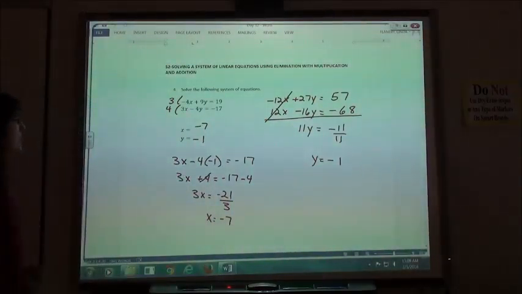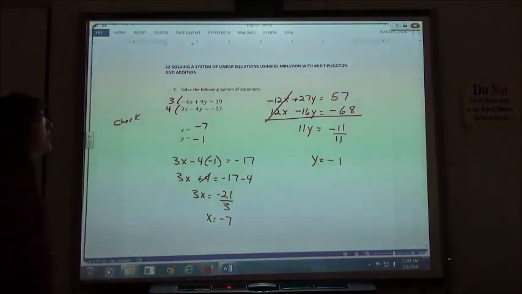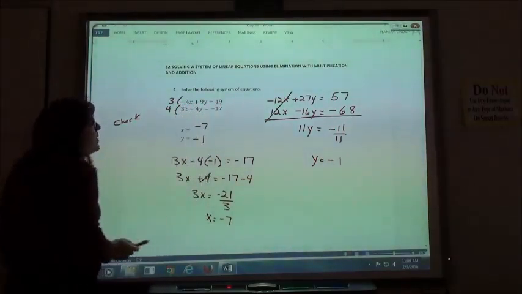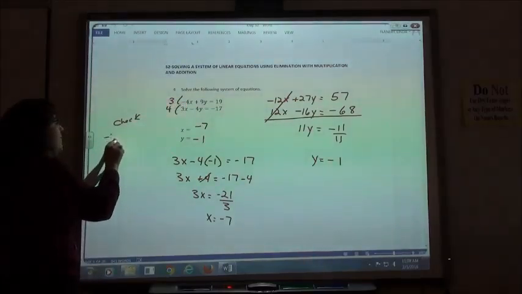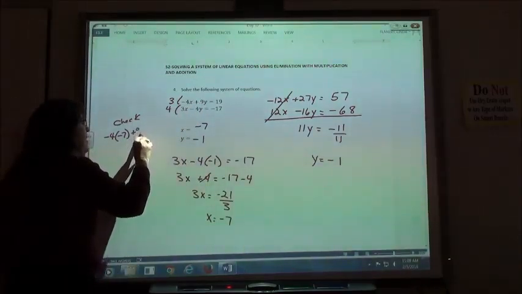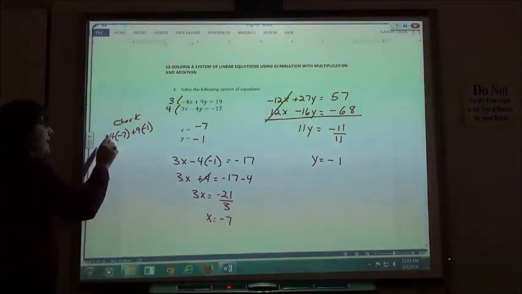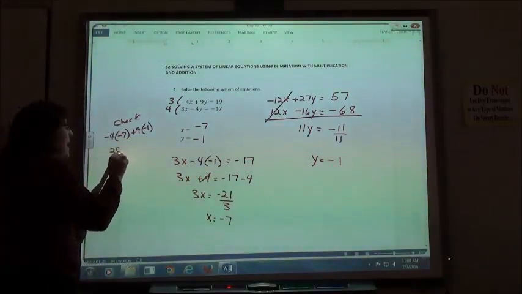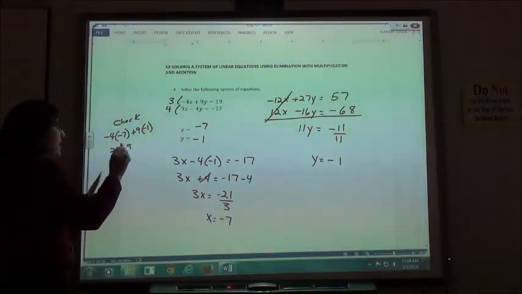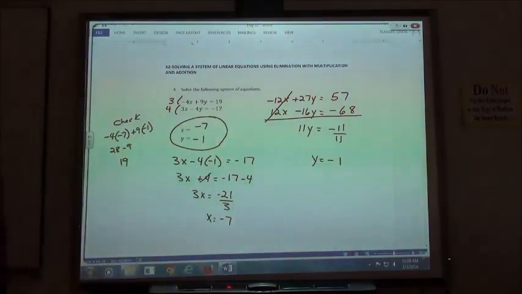Now again, if I want to check my answer, I'm going to check it in the opposite one that I used down here. So since I used the bottom equation to find my x value, I'm going to use my top equation to check. So I'm going to take negative 4 times my x value of negative 7 plus 9 times my y value of negative 1 to see if I get 19. Negative 4 times negative 7 is 28. 9 times negative 1 is minus 9. 28 minus 9 is 19. Yep, it checks out. So those should be my solutions.